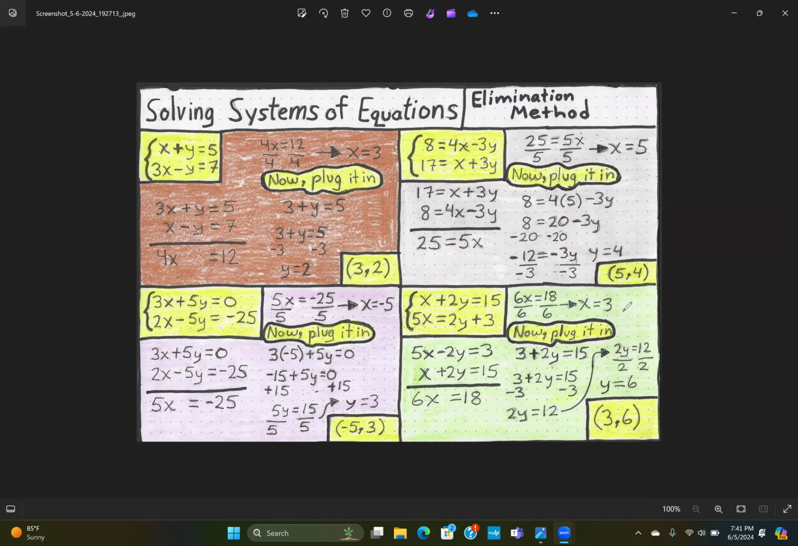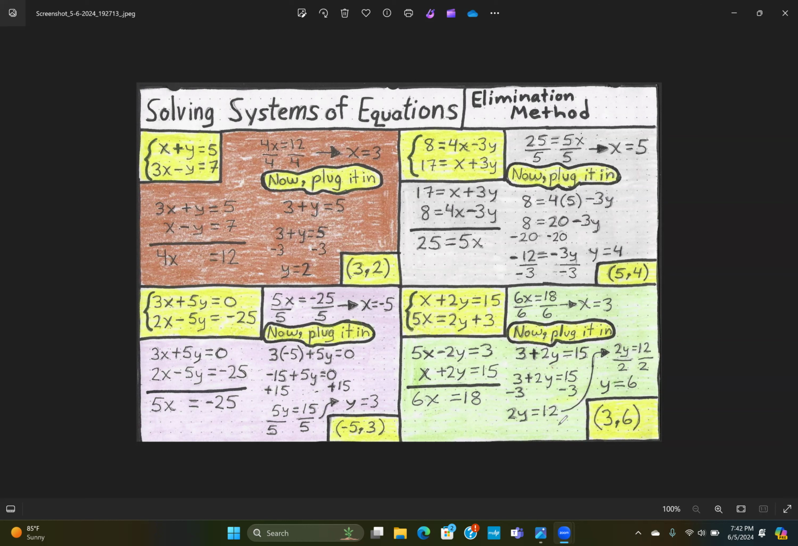And let's find the easiest equation to replace x with 3. So let's take this top one right here, in which we have x plus 2y is equal to 15. We're going to replace that x with a 3. 3 plus 2y is equal to 15. Let us isolate the 2y by subtracting 3 from both sides. And now we have 2y is equal to 12.